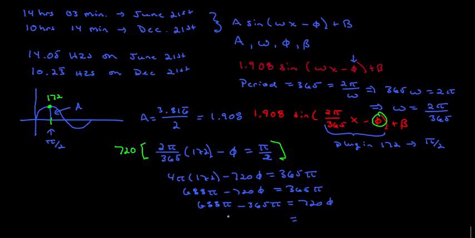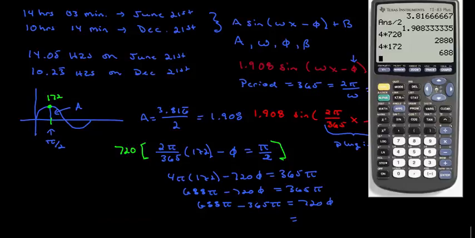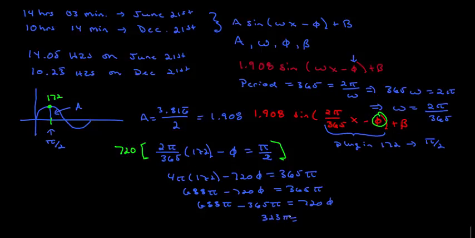So this side over here, let's just do it out so I don't make a mistake. That's going to be 688 minus 365, which is 323. 323 pi is equal to 720 phi. So phi is equal to 323 pi over 720.